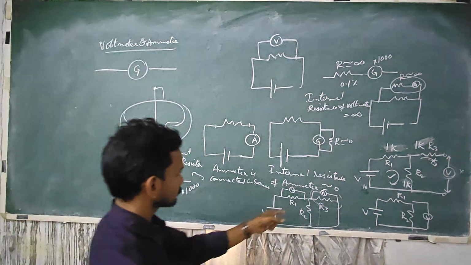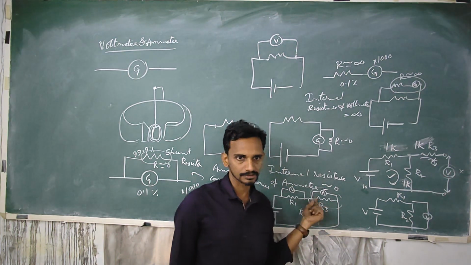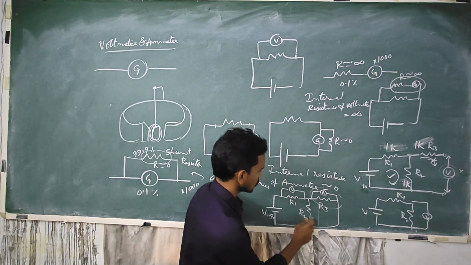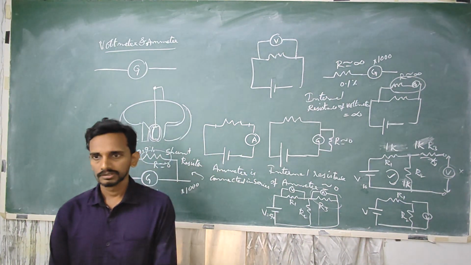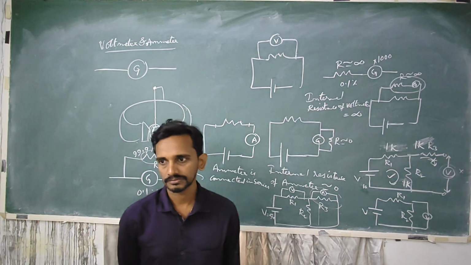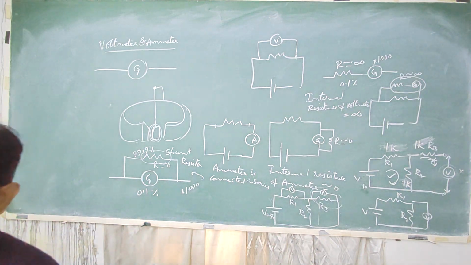You understand this? So when you connect an ammeter in parallel, this R3 will be bypassed. This is short circuit. So this entire circuit is short circuited. R2 also will be short circuited. You will be left with only resistance R1. Confirm it.